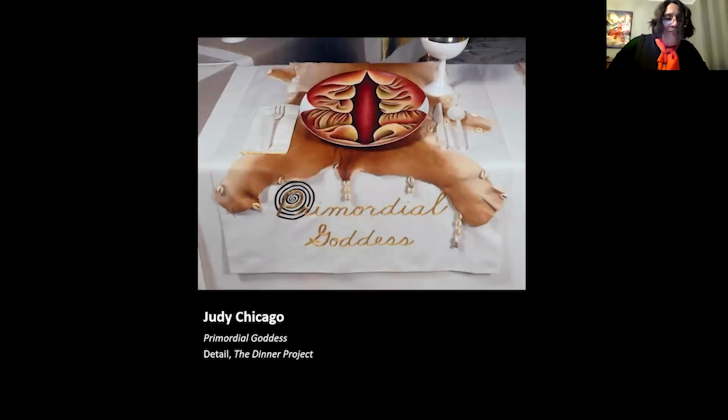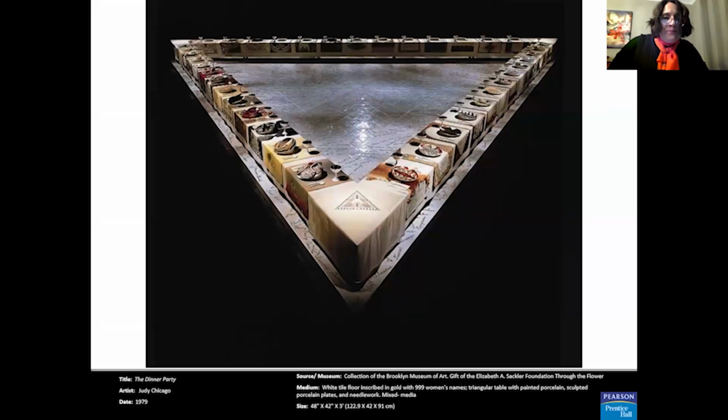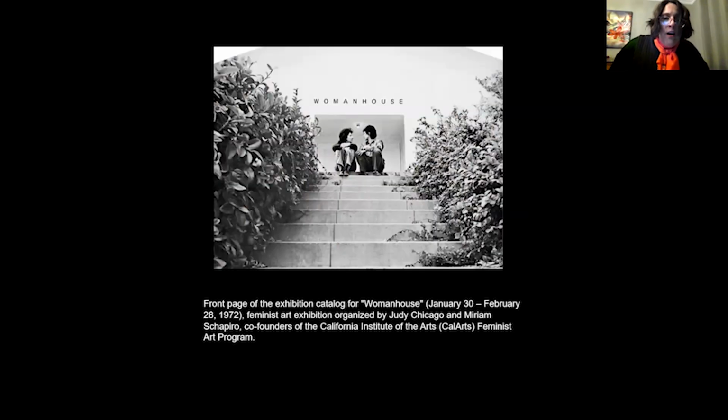Just another detail of the dinner party. Quite striking. And again, 48 feet long on each side. So we can just imagine the physical presence of such a large work. So yeah, Judy Chicago, along with another artist, Miriam Schapiro, whose work we'll see in some upcoming slides. Chicago and Schapiro founded the Feminist Art program out in California during the 1970s.